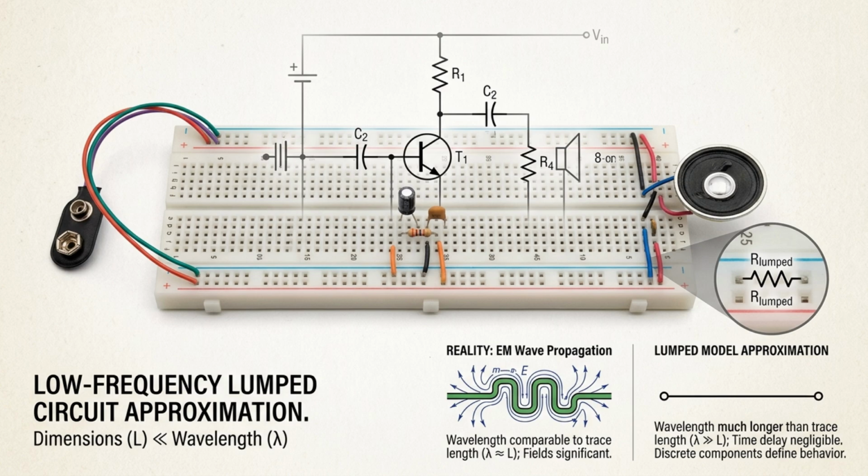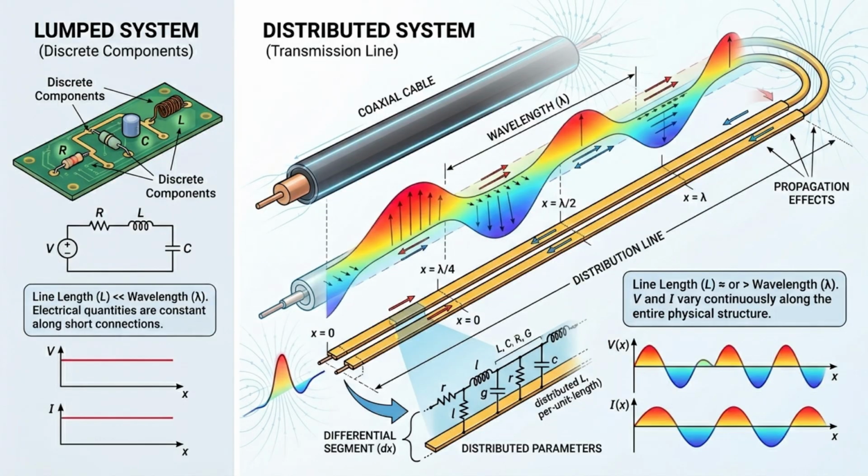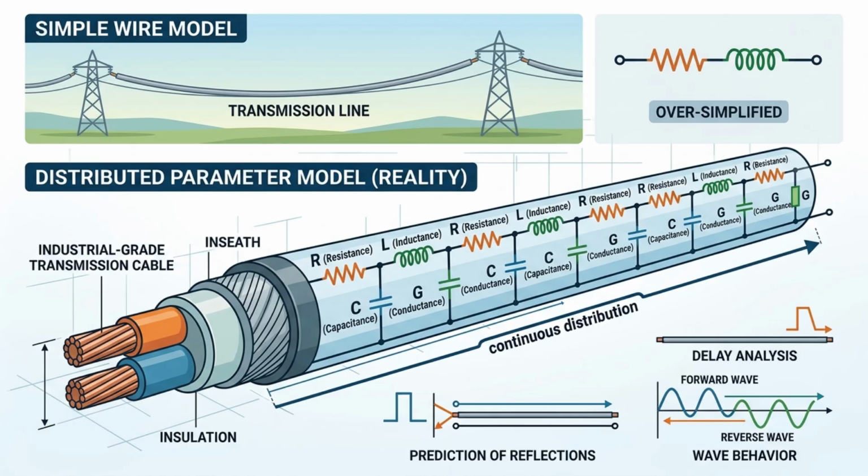consider electromagnetic wave propagation. A distributed system is fundamentally different because voltage and current are no longer confined to individual components. Instead, electrical quantities vary continuously along the physical structure. In these systems, the dimensions of conductors become comparable to the signal wavelength, making propagation effects impossible to ignore. Transmission lines are one of the most common examples of distributed systems.